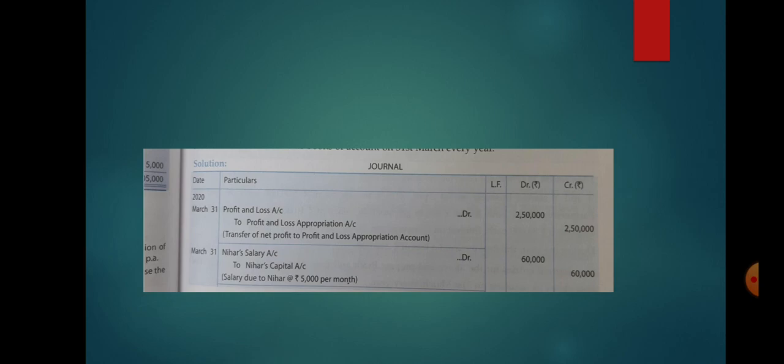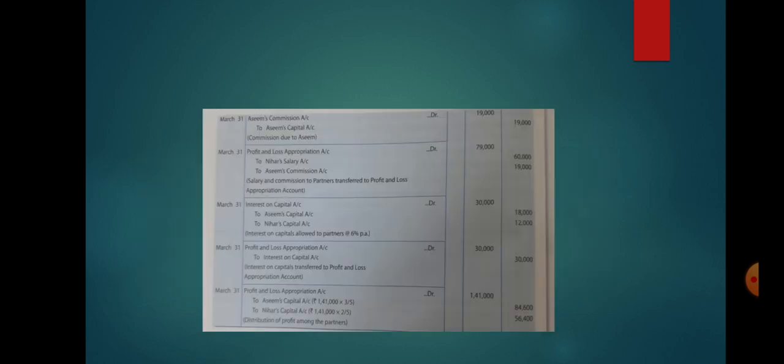Now what the partner gets: whenever a partner receives any kind of salary, the entry would be Nihar salary account debited to Nihar capital. Then, dear student, the next entry is Asim commission. Asim is supposed to receive commission, and the commission will be calculated as per the instruction given in the question. Asim commission account debited to Asim capital.